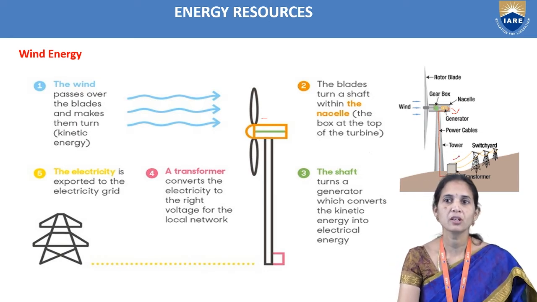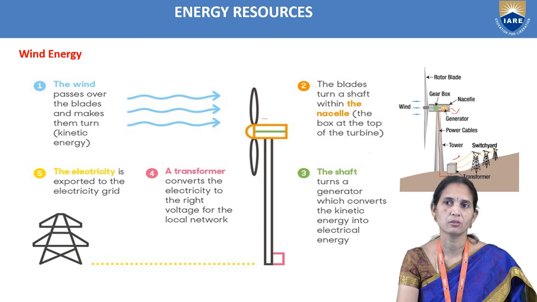So a transformer converts the electricity to the right voltage for the local network. Okay, we have to arrange the transformer. So now it will convert here into the right voltage, and we can pass that current to houses, or for agriculture purposes. So the electricity is exported to the electricity grid.